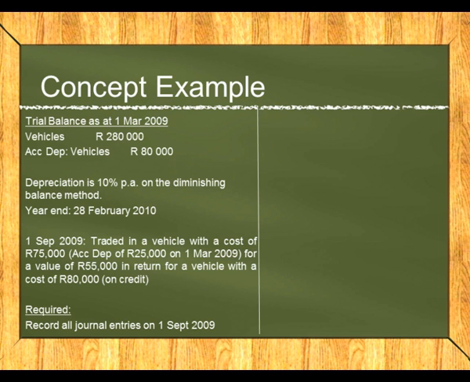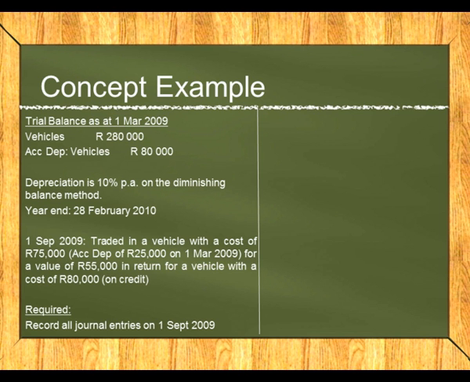So let us do a practical example. In this example, we are given a trial balance at the beginning of the financial year, which is the 1st of March 2009. We've got vehicles in our books for the total value of 280,000 with an accumulated depreciation on vehicles of 80,000. We're told that depreciation is calculated at 10% per annum on the diminishing balance method, and our year end is the 28th of February.